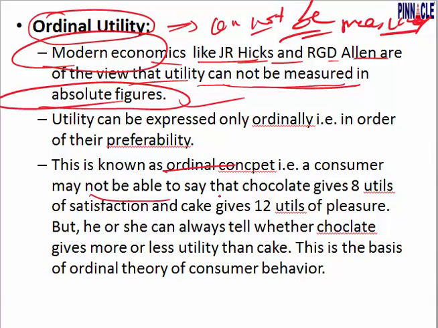A consumer may not be able to say that chocolate gives 8 utils of satisfaction and cake gives 12 utils of pleasure, but he or she can always tell whether chocolate gives more or less utility than cake. This is the basis of the ordinal theory of consumer behavior. So this is the base to understand this theory, which will help to understand consumer behavior.